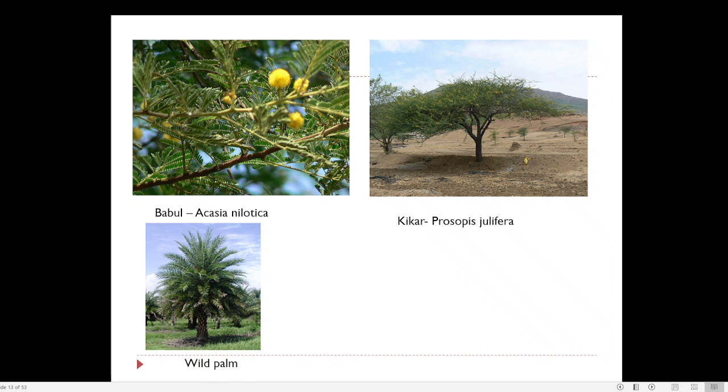Then here also you can find babool. This is the acacia type. Kikar, if you go to the Coimbatore area or Tamil Nadu area, you can find this prosopis, a beautiful, umbrella-like tree. That is shown. Then wild palm is also shown here.